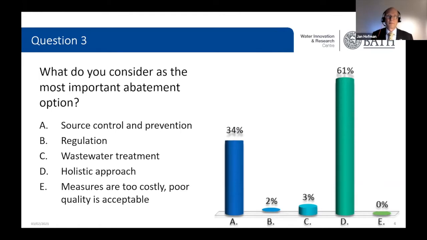And I think we see here that the holistic approach, of course, scores high, and also source control and prevention score high. I think that is really what we would like to see. Although I think things like treatment options probably will still be needed also in terms of a holistic approach. So thank you very much for this poll and the information you have given here.